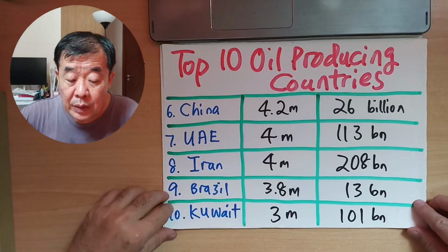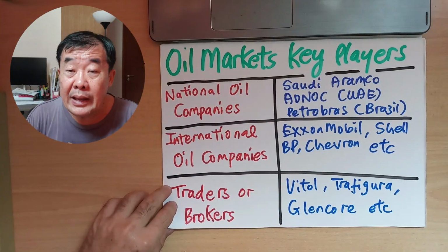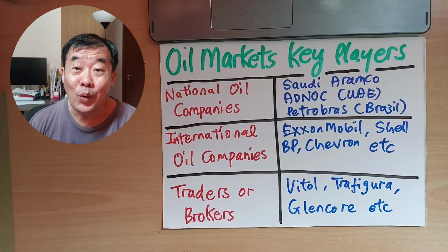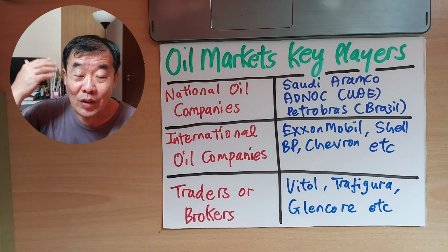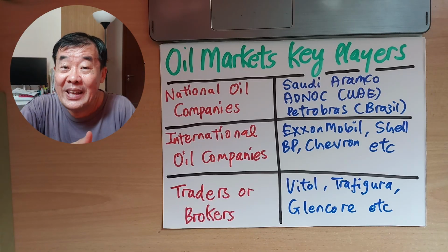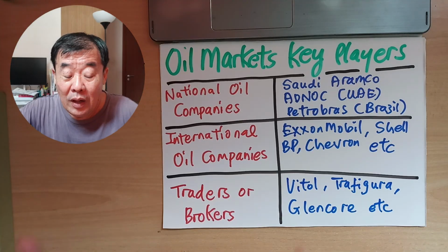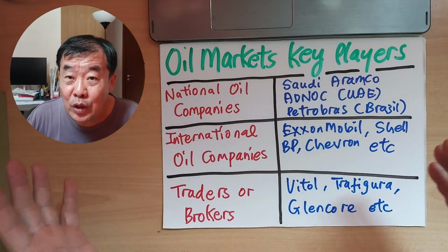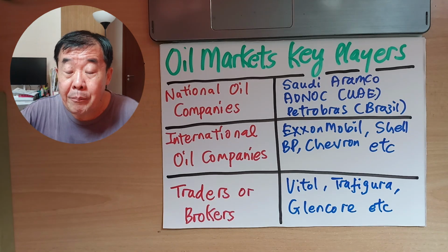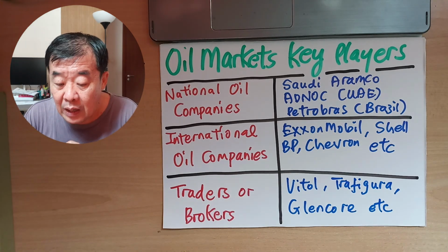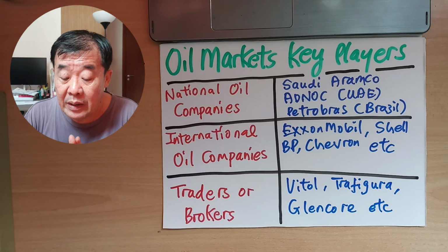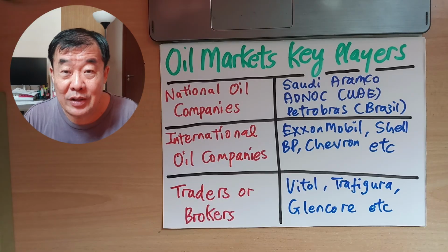Okay, let's fast forward to who the key players in the oil market in the world are. You have to understand this so that you know what roles they play. And in your daily encounters, when you hear these names, at least you know which group of players they are being referred to. So number 1, we have the national oil producers. So people like Saudi Aramco, these are owned by government. We have ADNOC, that's owned by the UAE government. We have Petrobras, this is owned by the Brazil government.